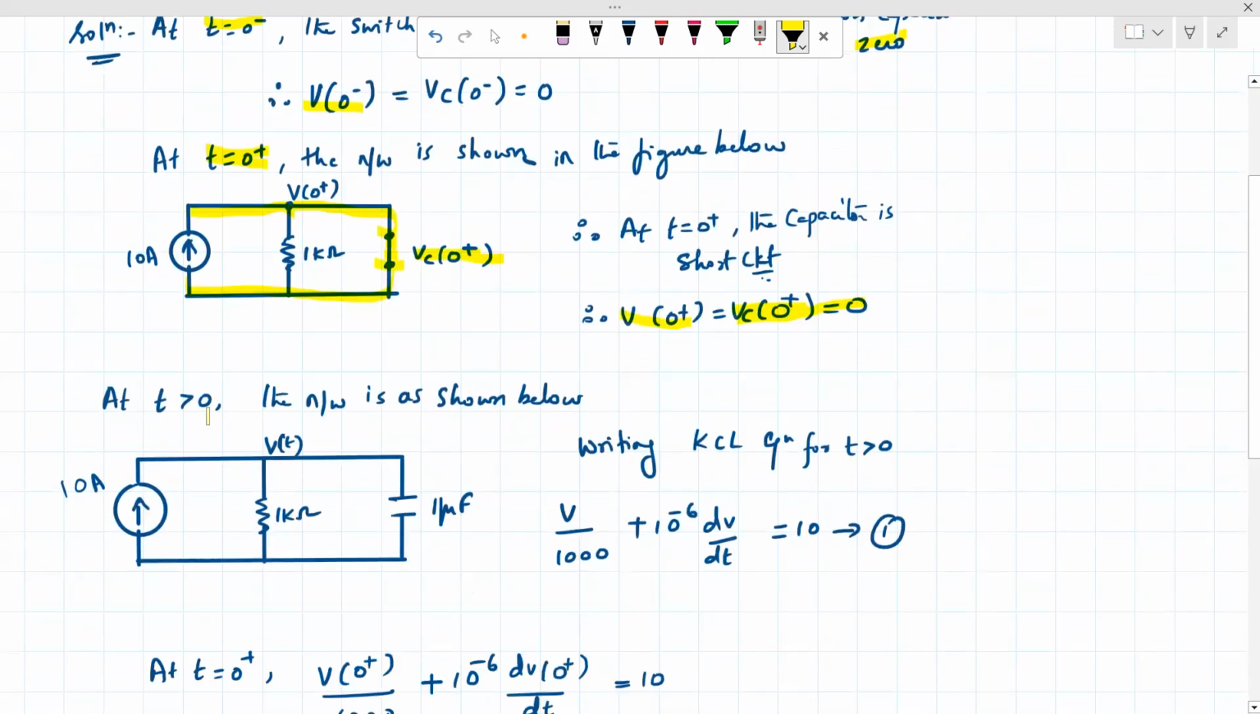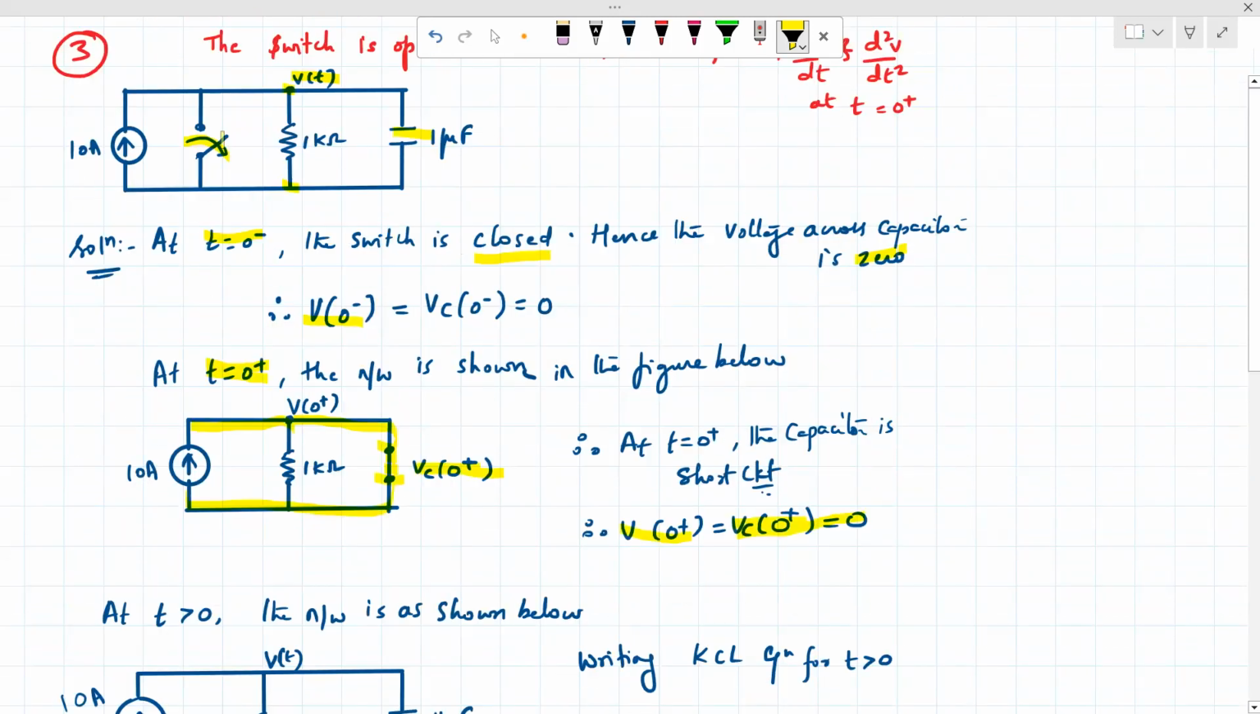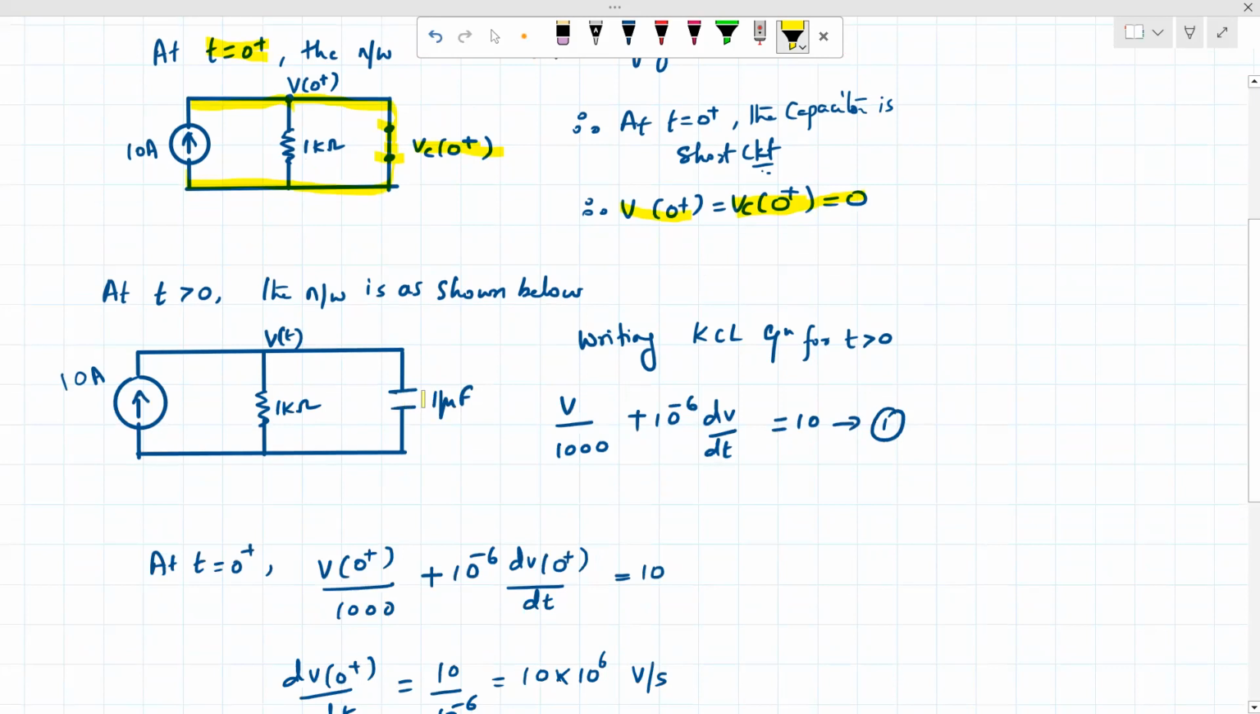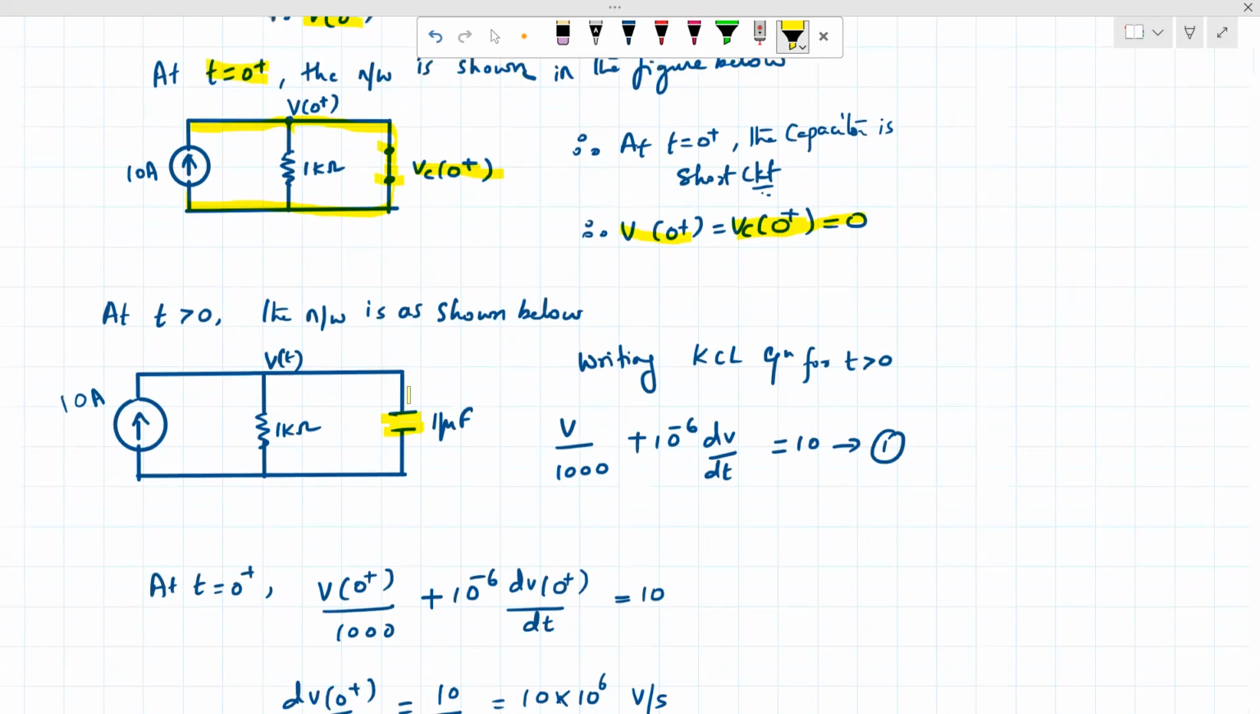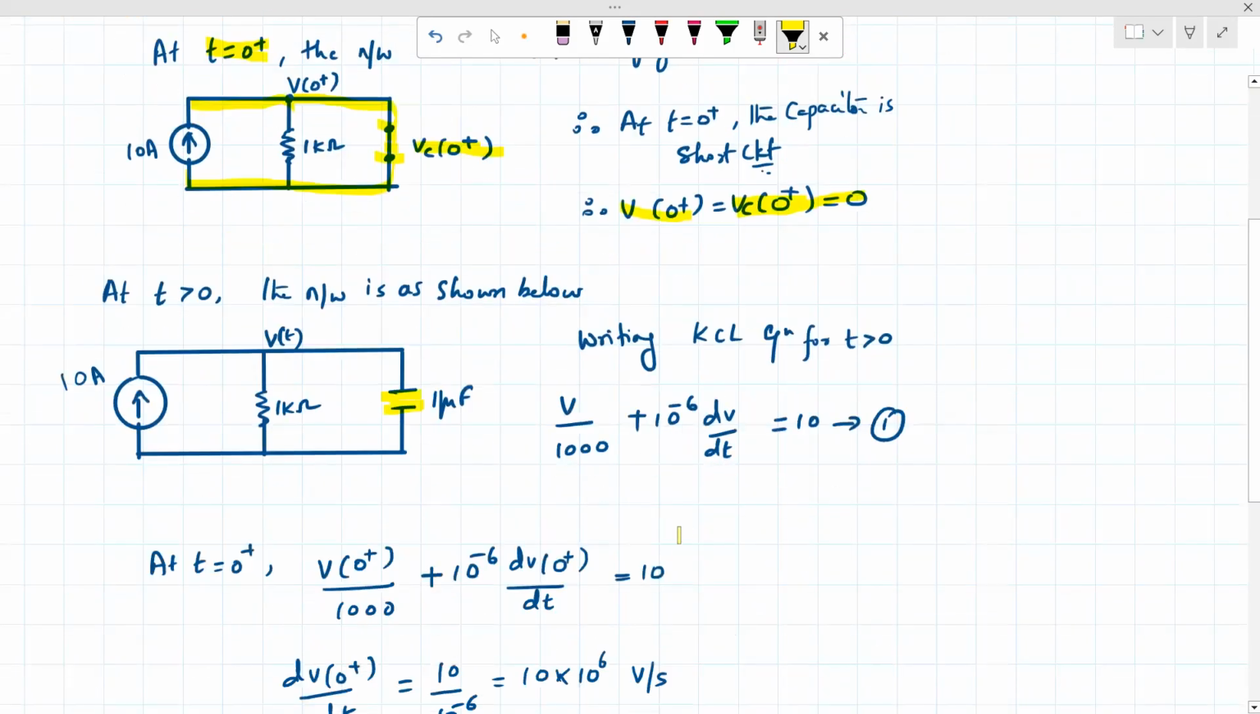Now at t greater than 0, after the switch is open, the circuit is connected to the capacitor and the resistor. It will take some time. Now the capacitor will actually act as a capacitor, so we can represent it by the 1 microfarad capacitor given in the question itself. The circuit will be this: a resistor, a capacitance, and a current source of 10 amps.